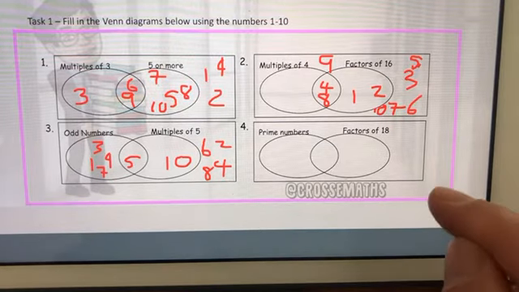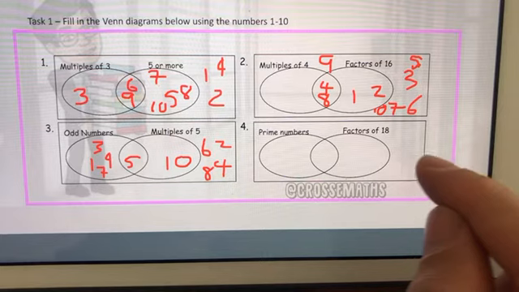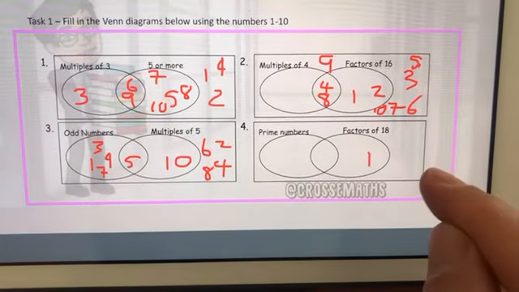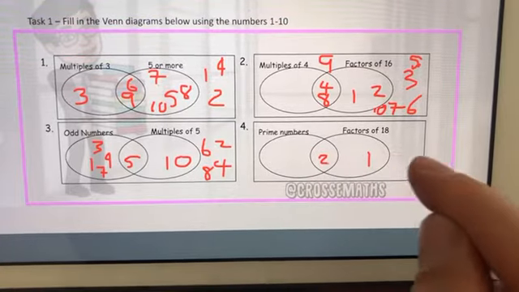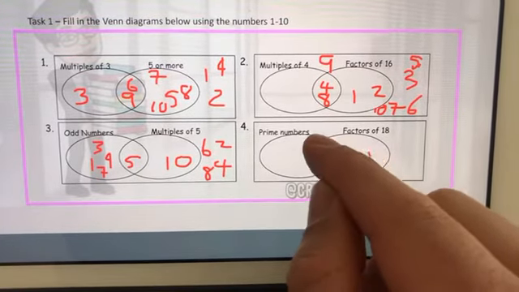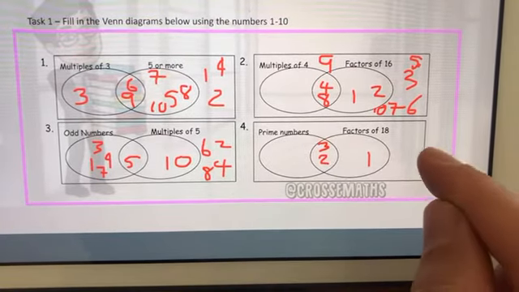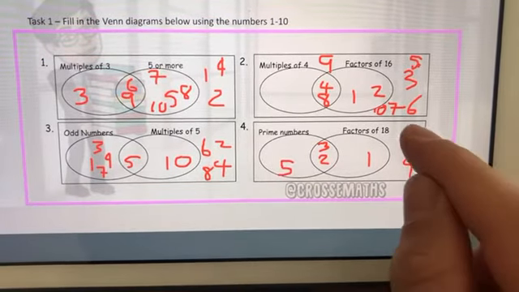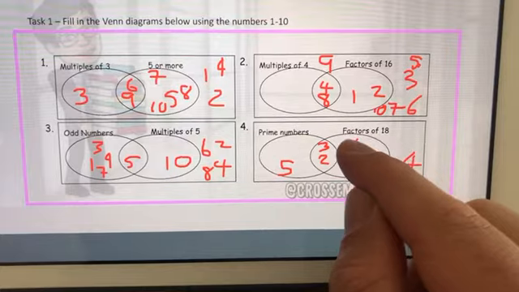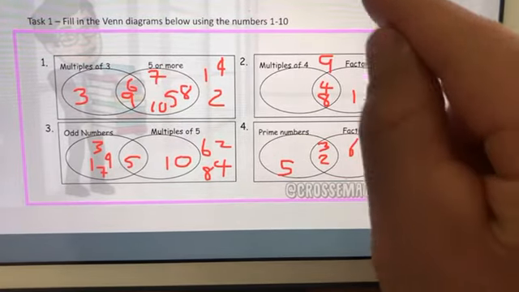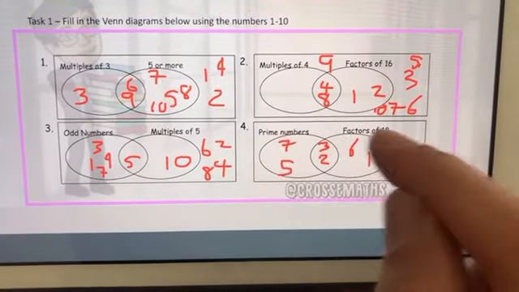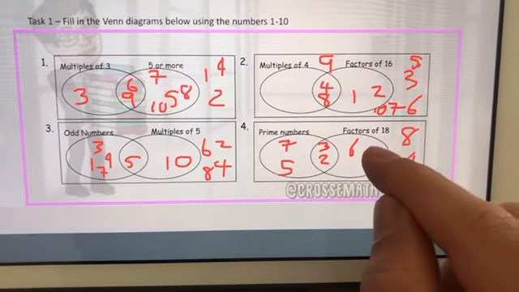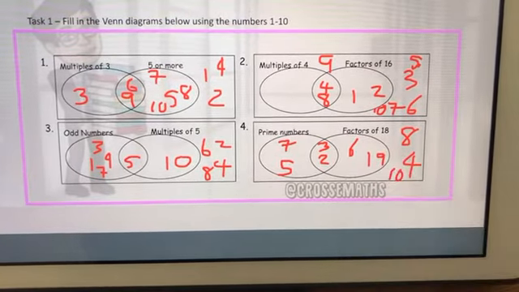Right guys, just to finish it off, numbers you should have over here now, prime numbers and factor of 18. Okay, 1 is a factor of 18, 2 is prime and a factor of 18, 3 is prime and a factor of 18, 4 is neither, 5 is prime, 6 is a factor of 18, 7 is prime, 8 is neither, 9 is a factor of 18, and 10 is neither. So that's what you should have, guys.